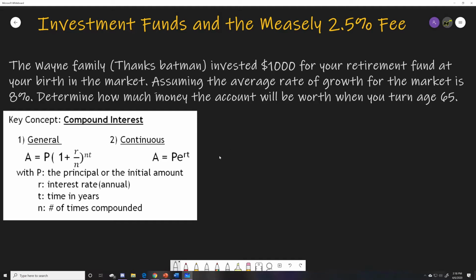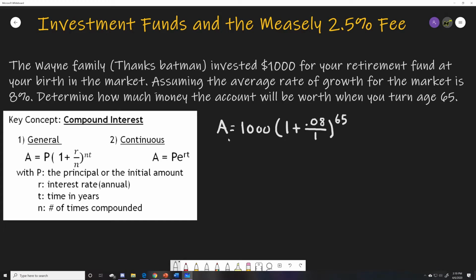Okay, so in our example, we have $1,000. So the amount would be $1,000 for principal, and we're multiplying it by 1 plus, and since it's not losing money, it's growth, we'd have a plus sign here, and our rate was 8%, so decimal form of 8% would be 0.08, and this is every year, so over 1, and then for 65 years from birth to age 65, 1 times 65 would be 65.